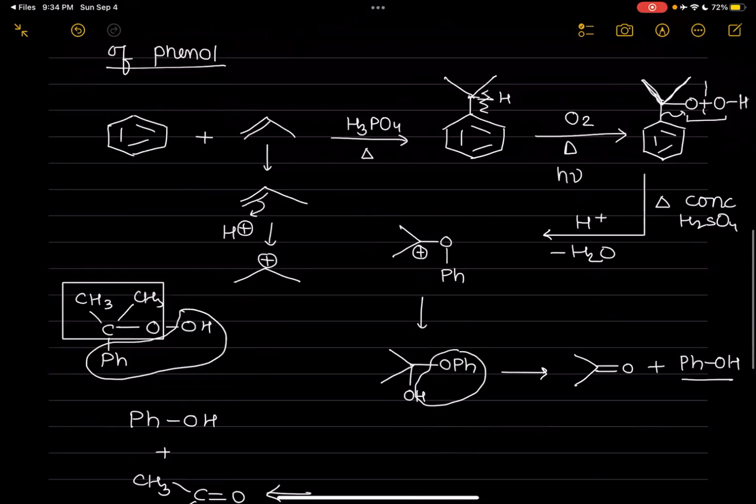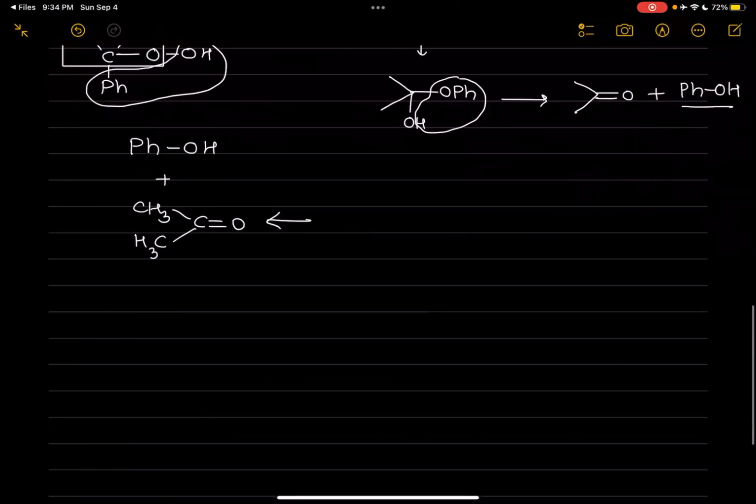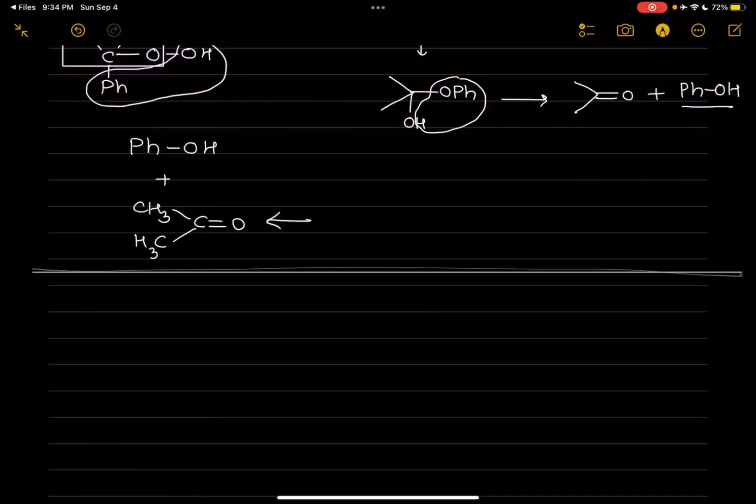Okay, so this is a very important method. The next method is by sulfonation. Preparation of phenol by sulfonation of benzene. Okay.